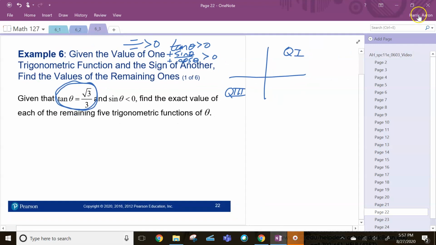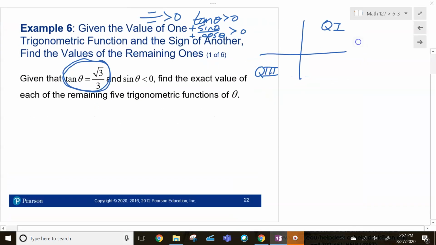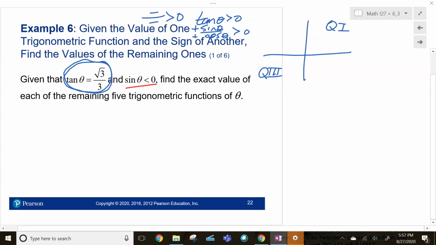But then they also give you the information that your sine is negative. That means if your sine's negative, you're either in quadrant 3, whoops, that's 3, not 4. Sorry about that. Or you're in quadrant 4 if your sine's negative, right? Your y value. So where do they both occur? Quadrant 3. So we know this thing rotates into quadrant 3.